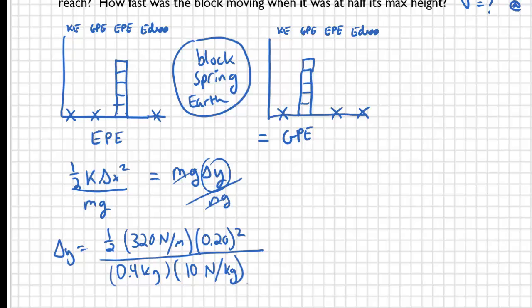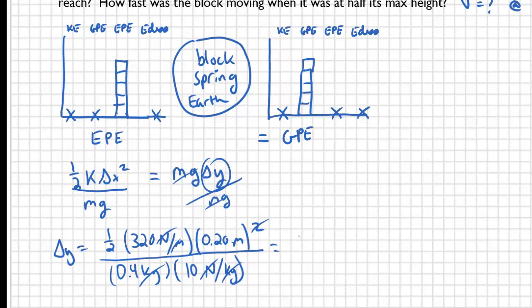Unit-wise, we should be left with a unit of distance. Don't forget my meters there. Okay, so meters cancels meters. One of those meters cancels. Let me just redo this. Okay, so this meter cancels with one of those meters. This newton down here cancels with that newton up there. This kilogram cancels with that kilogram. And so you're left with meters, and that's right.